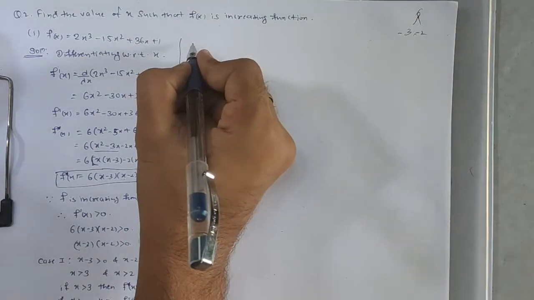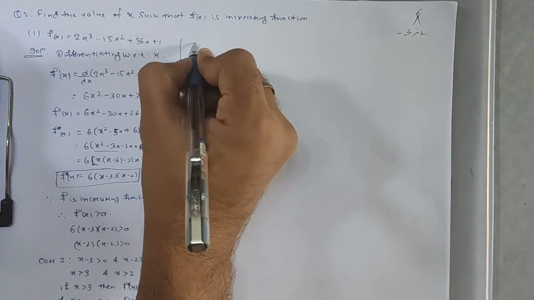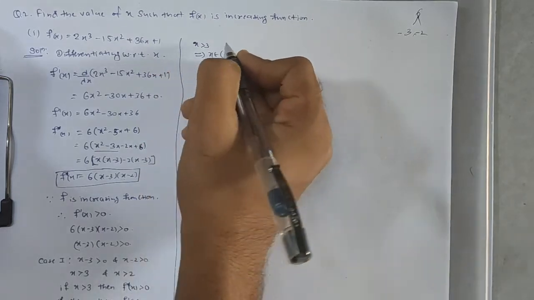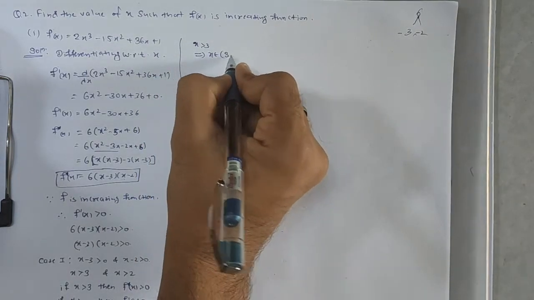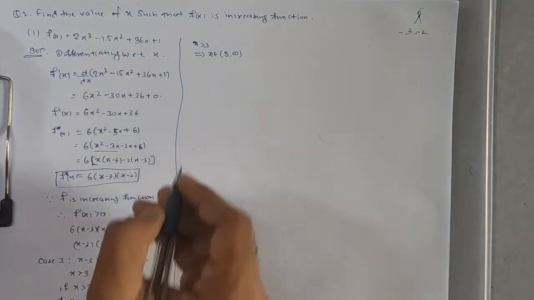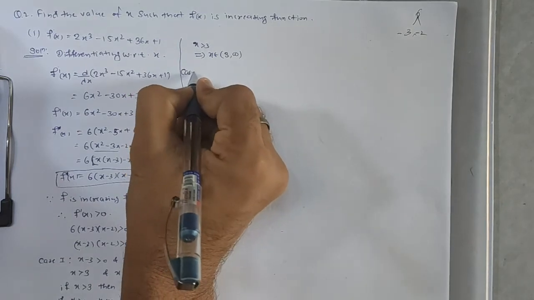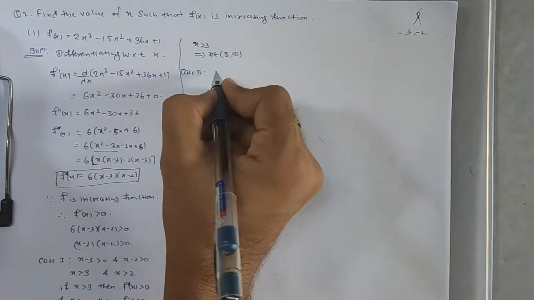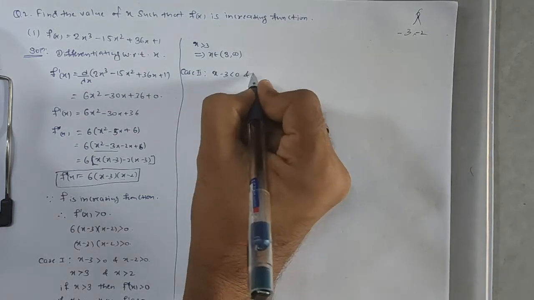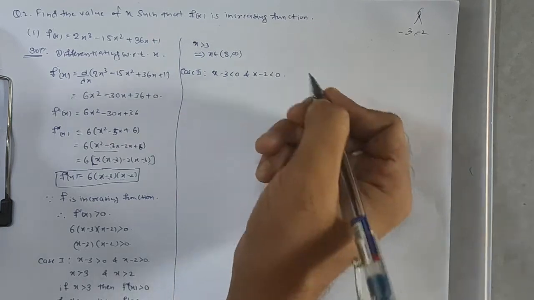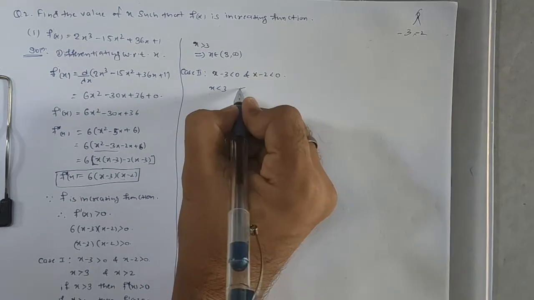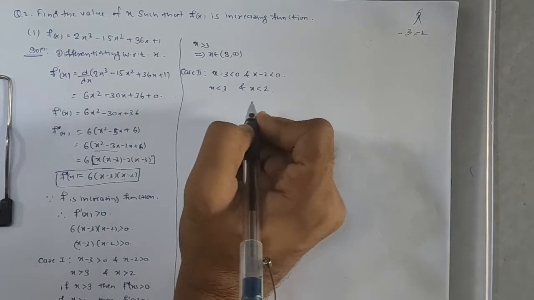So here the solution will be x greater than 3, which implies x belongs to (3, infinity). Correct? Now case 2, when both are negative, that means x minus 3 is negative and x minus 2 is also negative. So x will be less than 3 and x will be less than 2.